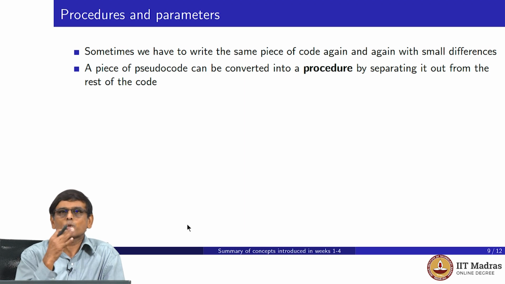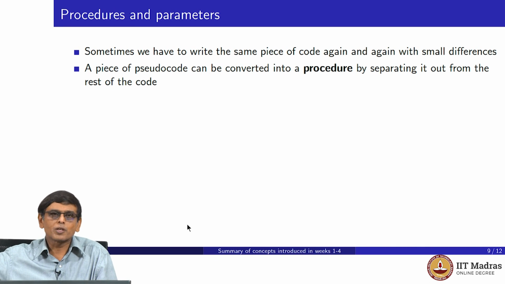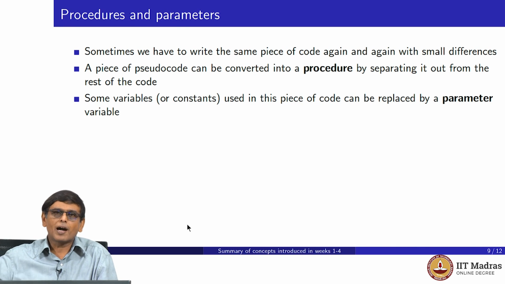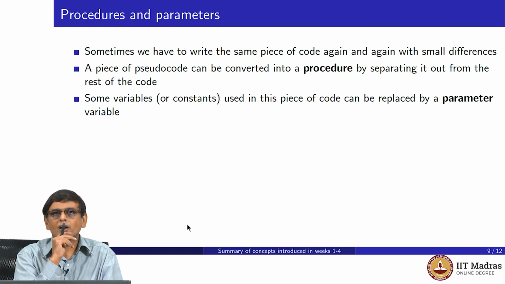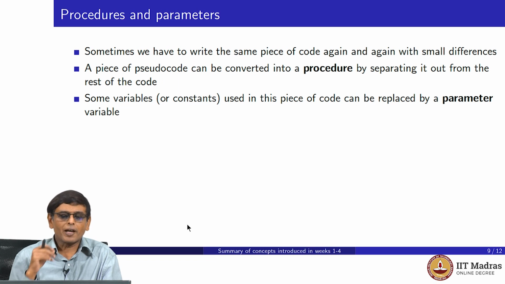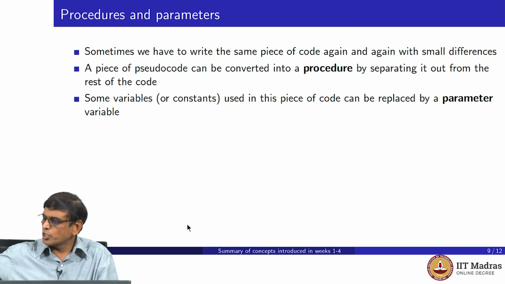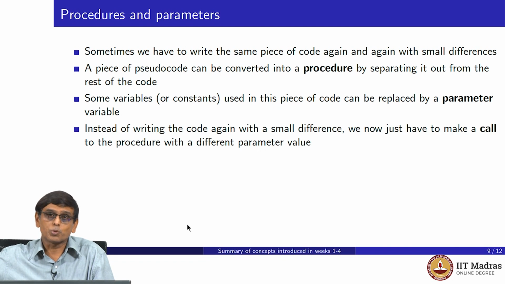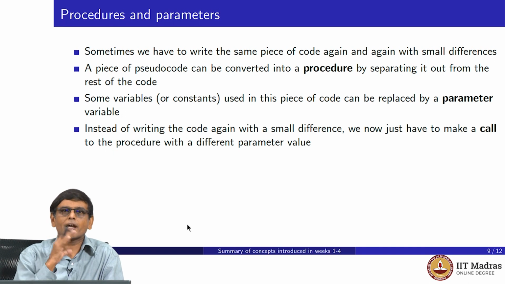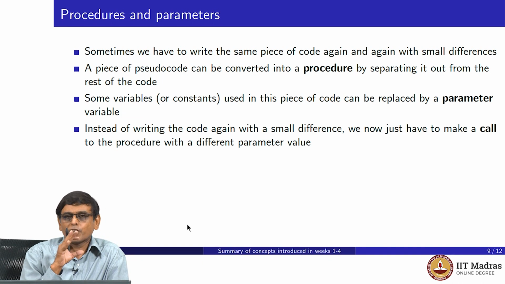So, you write it as a procedure and separate it out from the rest of the code, and the part which is changing you call a parameter, right, and make it a parameter for the procedure, and this parameter's value can then be changed for each call to the procedure. So, instead of writing the code again and again with a small difference, you now make a call to the procedure with a different parameter value. Okay, this is another thing we saw.